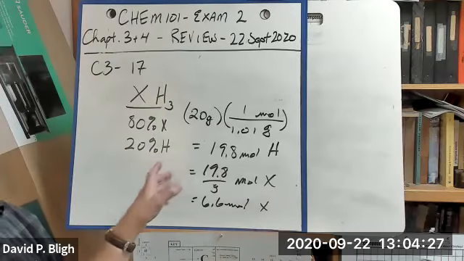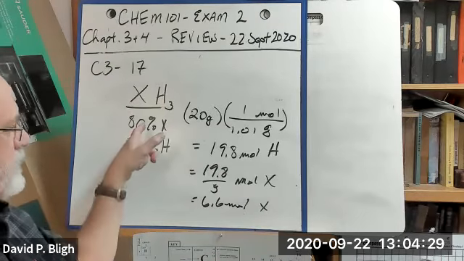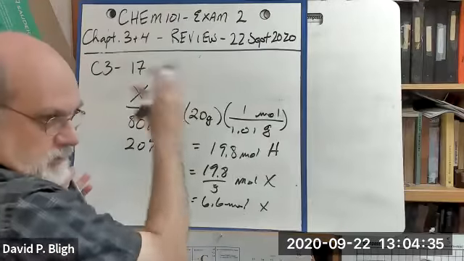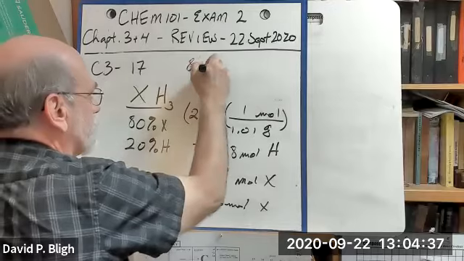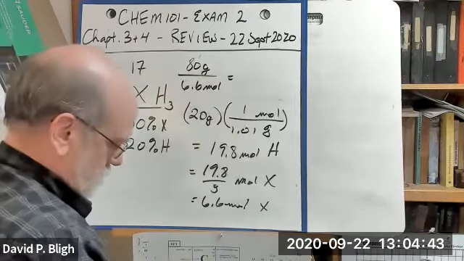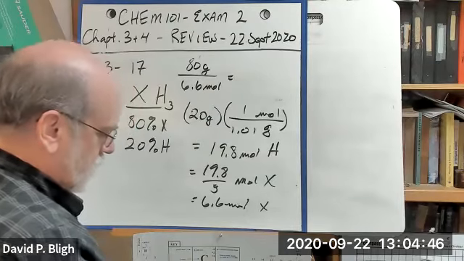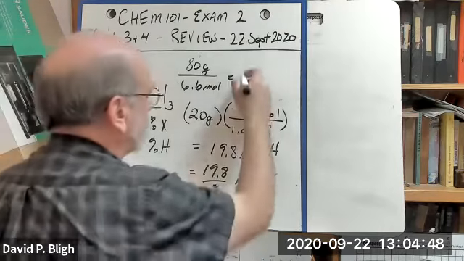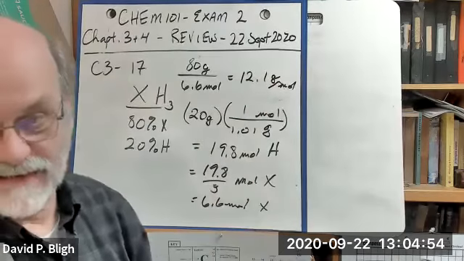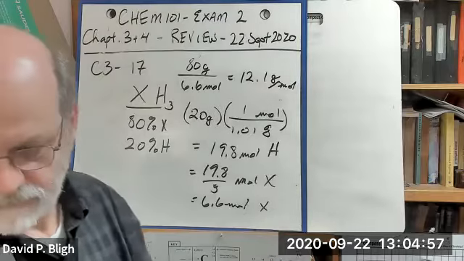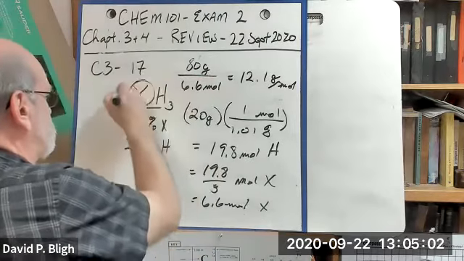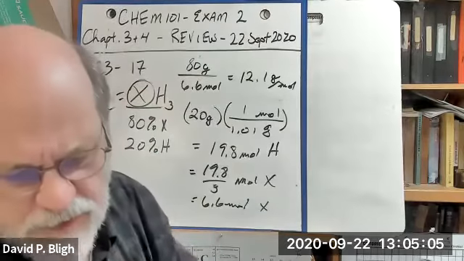And that's all in 100 grams, right? So how many grams of X do we have? 80. And molar mass is mass per mole. So 80 grams divided by 6.6 moles is 12.1 grams per mole. And you know which element that is. Carbon, which in this problem is B.